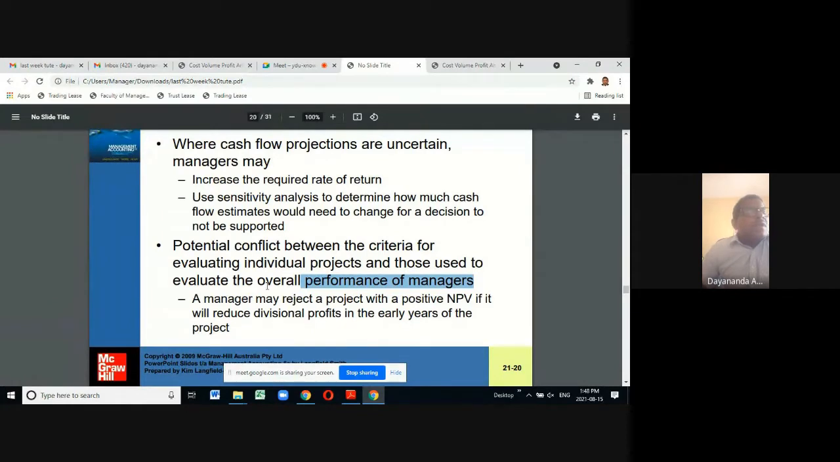So here, for the project evaluation, if you focus on the DCF technique, that is NPV, and for the manager evaluation, if you focus on profit, obviously there will be a complete conflict. Managers will encourage profit projects, not the NPV positive projects. That's the idea here.